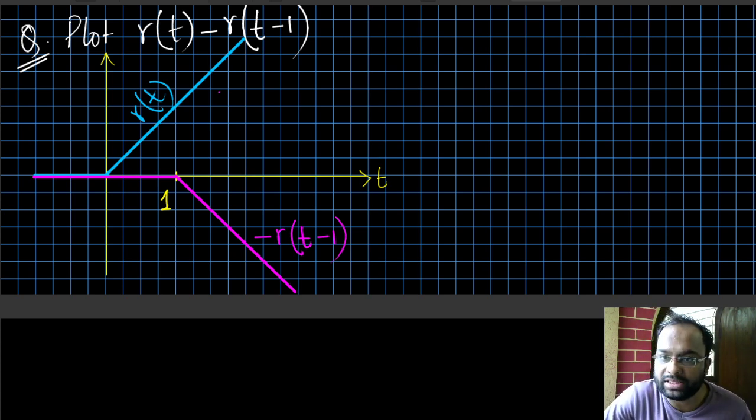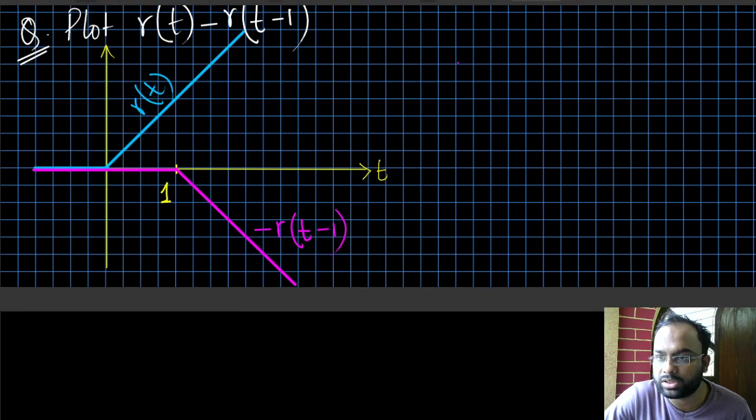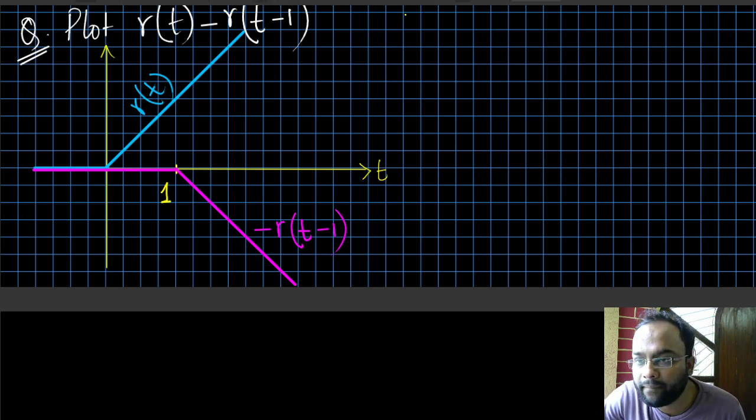So what is the sum of these? This is r(t) and this is minus r(t minus 1). So the question is, what is the sum of these? We are adding these two signals, right? So what is the sum of these two signals? Let me make another plot here, because I think drawing this on the same one would be a bad idea.